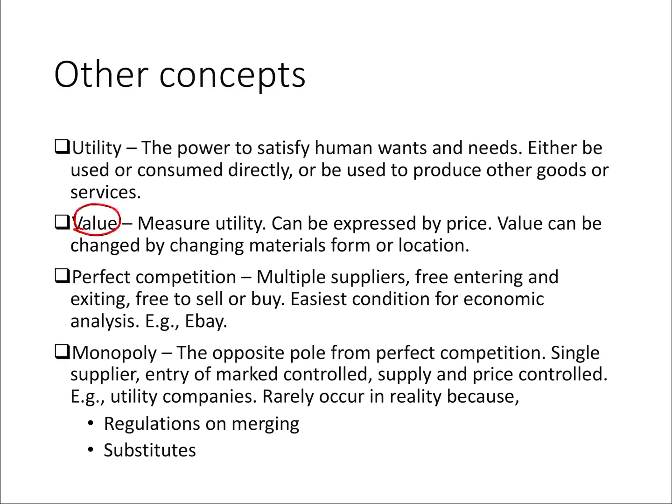And the third thing is, now we talk about competition and the market. Perfect competition means in the market, you have multiple suppliers, and those suppliers are free to enter or exit this market. There's no fee to enter, there's no punishment to exit, and free to sell or buy. If you want to sell the product, you can. If you want to stop selling it, yes, you can. And the purchase is also free. You can choose whatever you want to buy. Perfect competition is the ideal and easiest condition for economic analysis. So ideally, our models and functions are all based on this free, perfect competition.